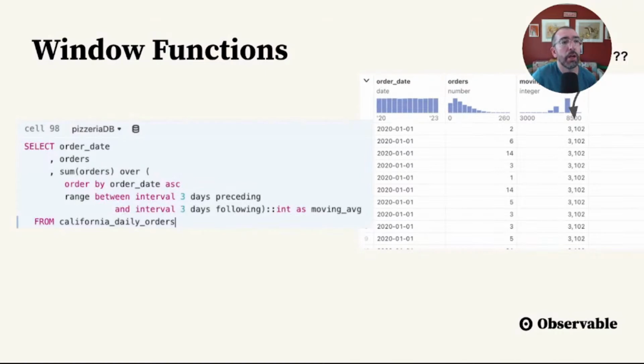So you'll see here when I do this window function, it's not actually adding up by each day. You'll see that is actually the order date. There's duplicates, right? There's many for January 1st.